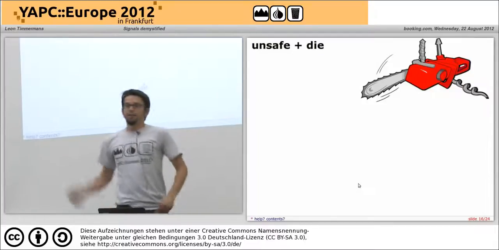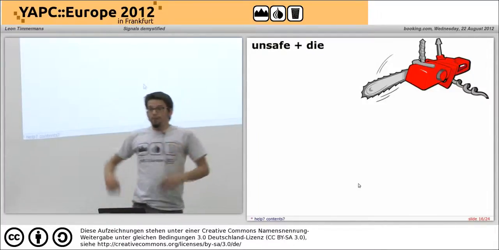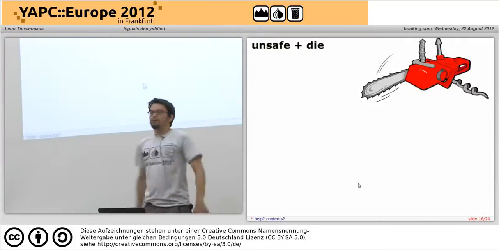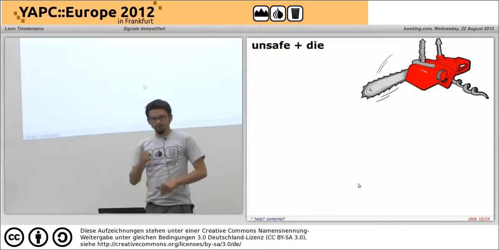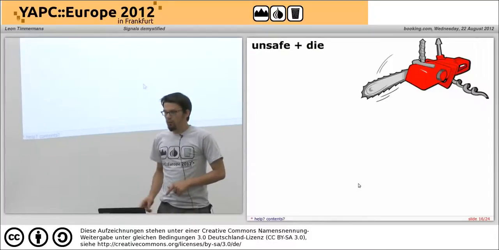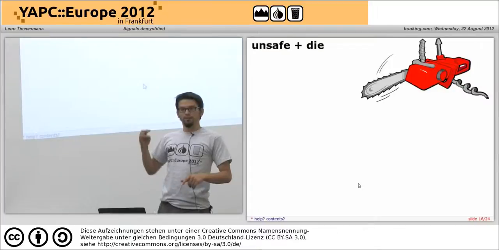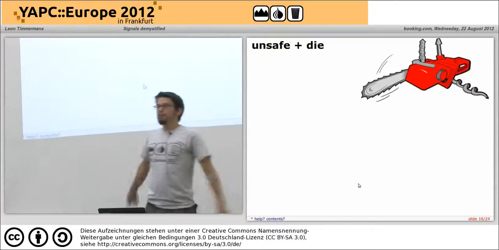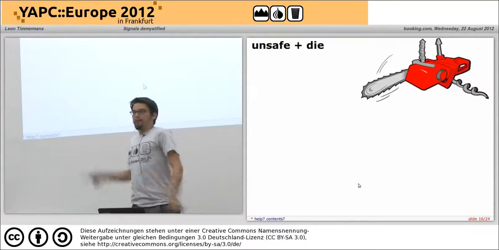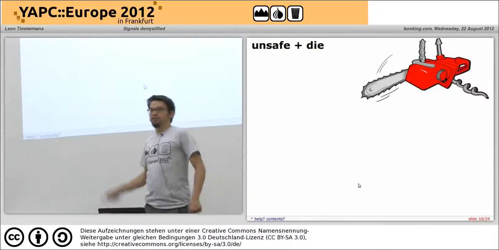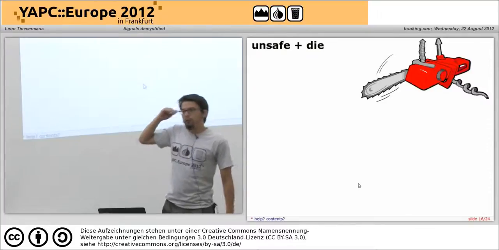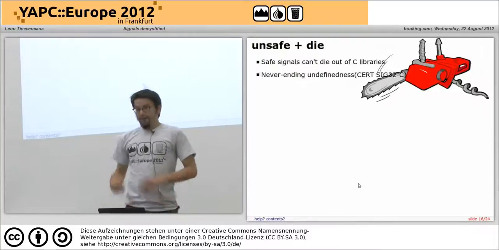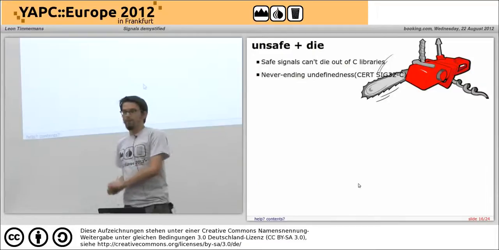Some people, however, still use unsafe signal handlers because running the handlers is done from Perl, and that means that if you're deep into XS, then that handler will not be run. And if you want to die through a signal handler from deep into XS to get out of it, then you pretty much have no option other than doing this. However, this results in never-ending undefinedness.